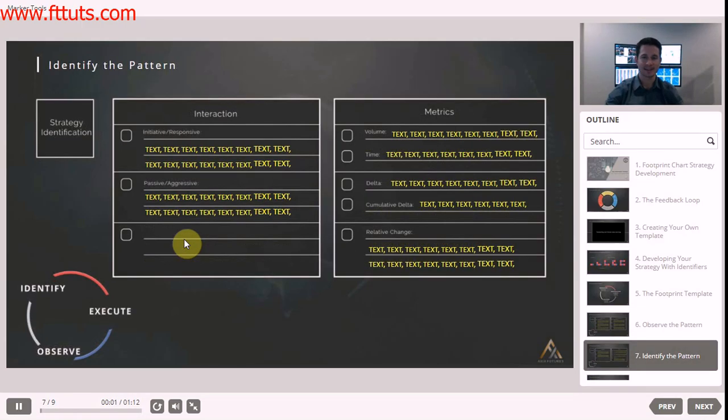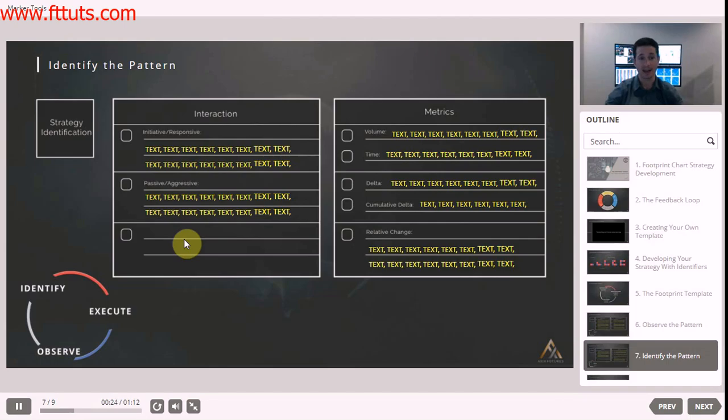Now, this is the second section to the template that you're going to complete, and this is effectively the strategy identification. So these are the identifiers that you will need to recognize in order for one of the 10 strategies to be in play.